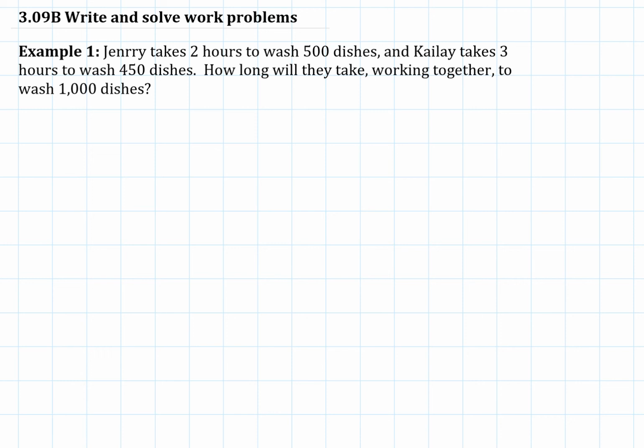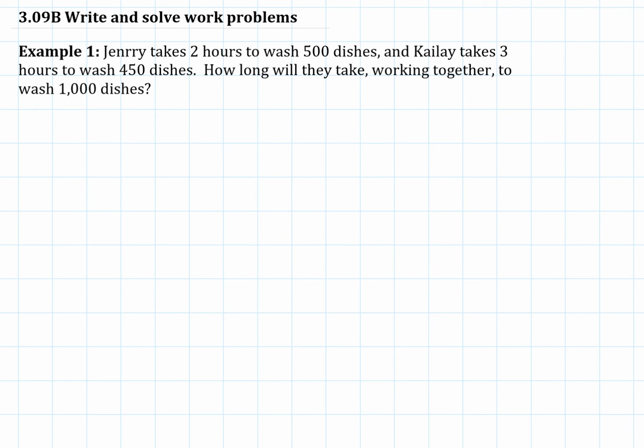Today's goal is to write and solve work problems. This is the second of the most classic examples of applications of rational equations. Example 1. Henry takes 2 hours to wash 500 dishes. Kale takes 3 hours to wash 450 dishes. How long will they take working together to wash 1,000 dishes?